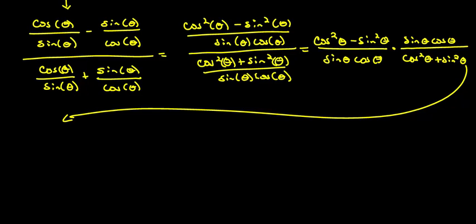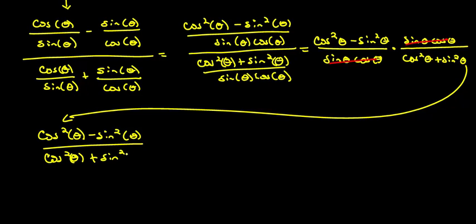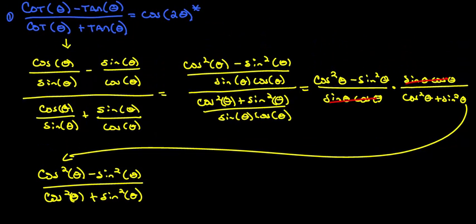This is a good sign here, no pun intended, because this and this cancel. And so I'm going to be left with just cosine squared theta minus sine squared theta over cosine squared theta plus sine squared theta. Okay, now we need to get back to cosine 2 theta.